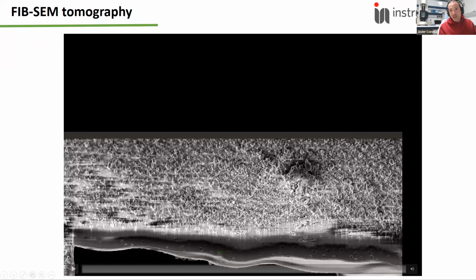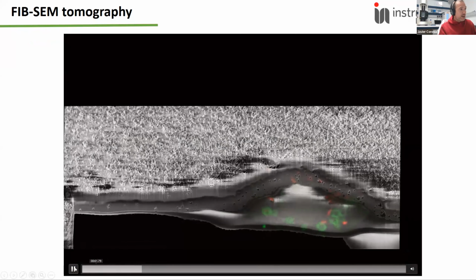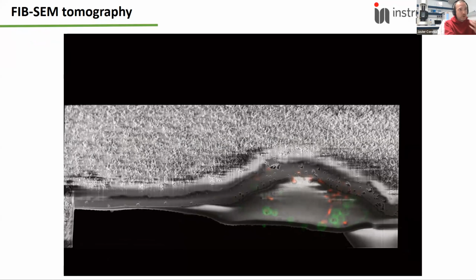Then we can overlay the fluorescence information with the SEM volumes that we have. And for example, in this case, it's allowing us to identify a specific endocytic compartment. We can distinguish between vesicles with a positive or not positive signal.